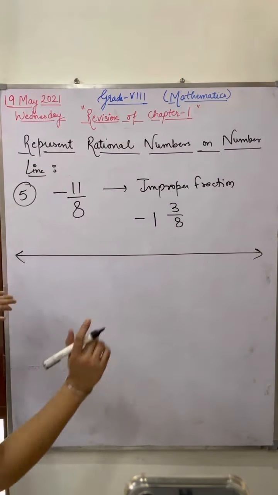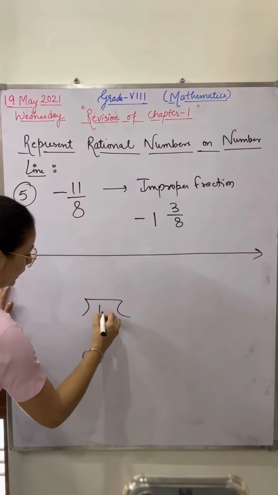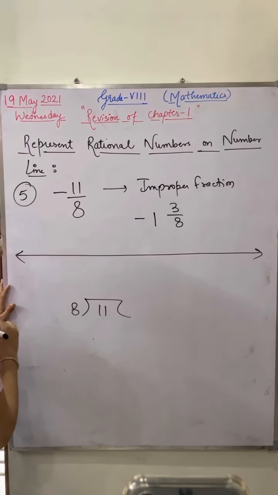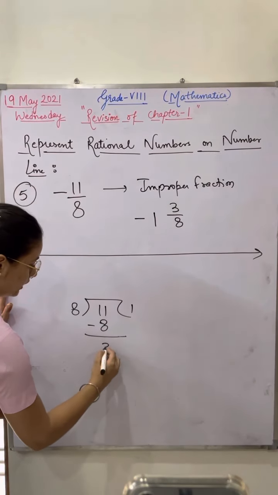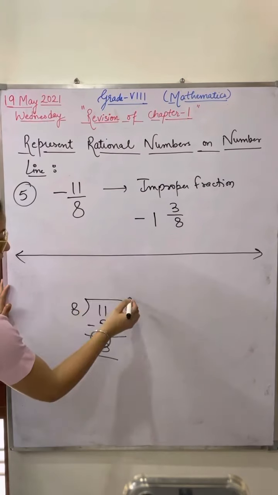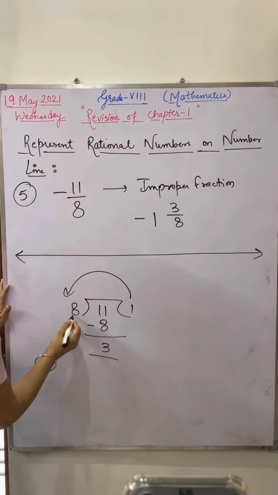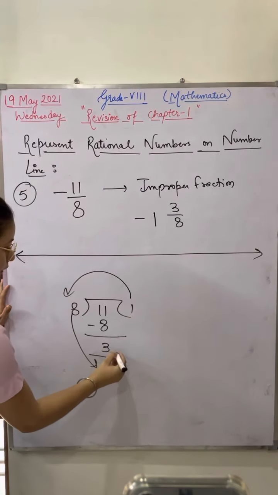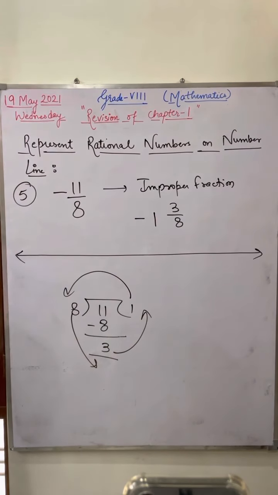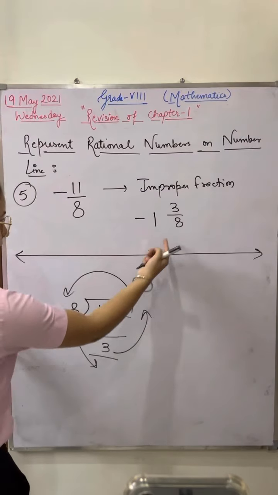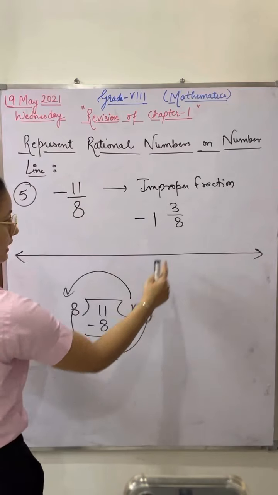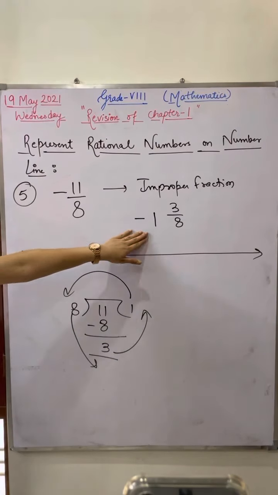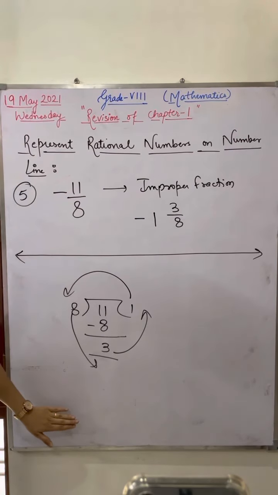When you divide, how will you divide? Everyone, how are you going to divide? 11 will be inside, 8 will be outside. 8 ones are 8. 11 minus 8, it will be 3. So how are you writing? This 1 will come here, 8 will go down, 3 will go up. Values are always shifting in this way. So this is the position to write the mixed fraction.